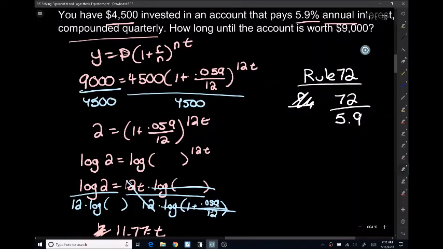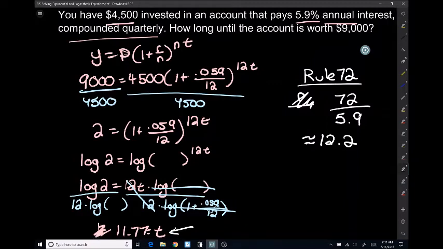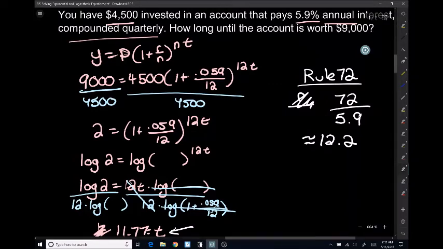That's 12.2. So that estimates it'll take about 12.2 years for your money to double. Turns out it was 11.7 when we calculated it, so it's a little bit off, but it's a very good close estimate. The rule of 72 is take the number 72 and divide by your interest rate.